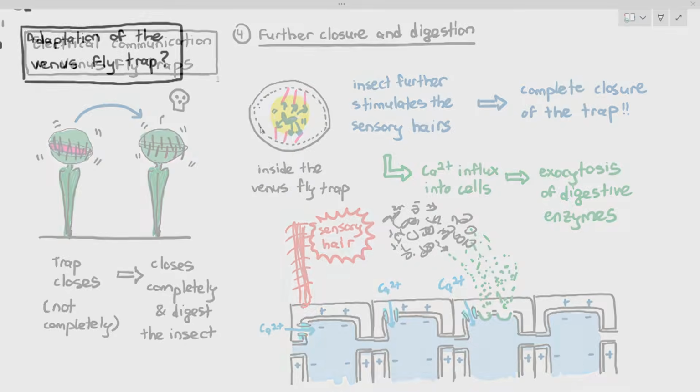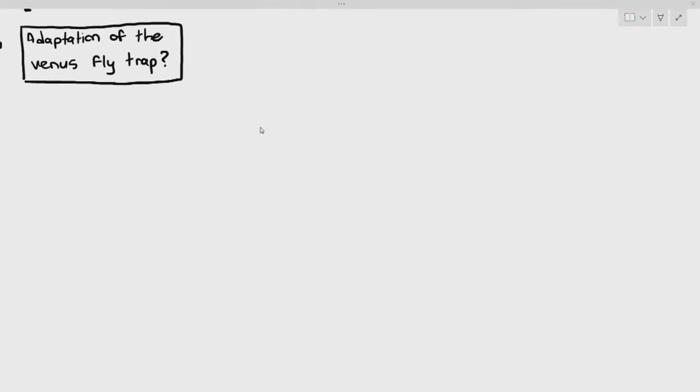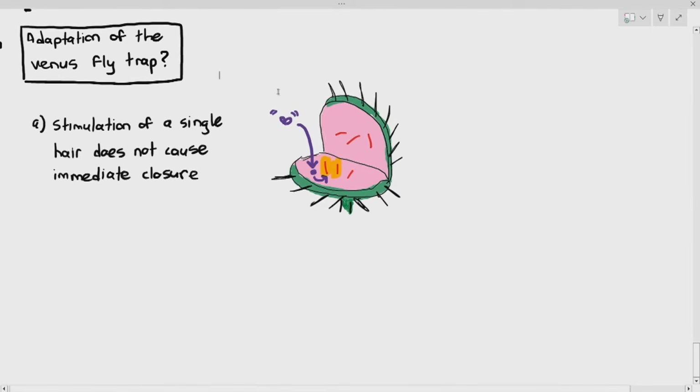Now, the thing that we have to cover is the adaptation of the Venus flytrap, because here's the thing. The Venus flytrap is opportunistic because it has to capture the insects as fast as possible. But the weird thing is, if it's going to capture the insect, why does it need to stimulate 2 hairs between 20 to 35 seconds? Why not just stimulate 1 hair and immediately close?